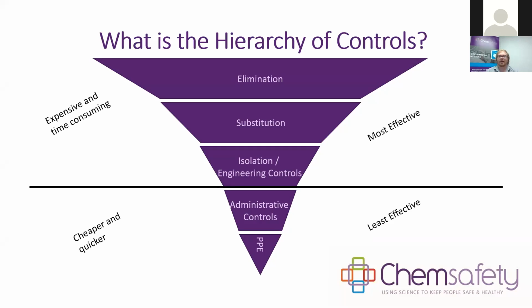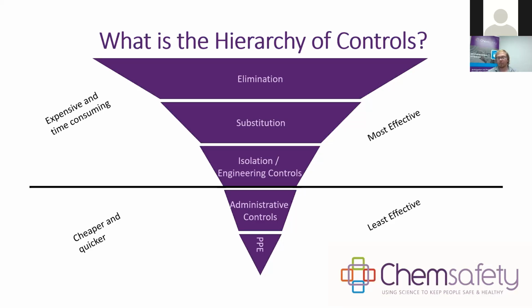As you can see here, we've got all these controls. The ones at the top are the most effective. So elimination, substitution, isolation, and engineering controls. But these are often the most expensive in terms of initial costs and time consuming to implement. But they are the most effective. Whereas down the bottom of your triangle there, administrative controls and personal protective equipment. These are cheaper and quicker to implement, but they're less effective and a lot more can go wrong with these controls. So it's always about weighing up the pros and cons of your various control options.